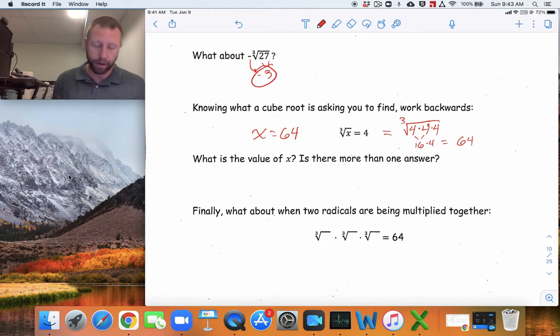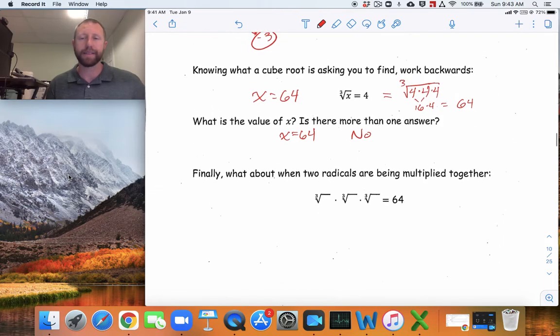Is there more than one answer? No. Even with square roots, remember there was only one answer. And then finally, what about when two radicals are being multiplied together?